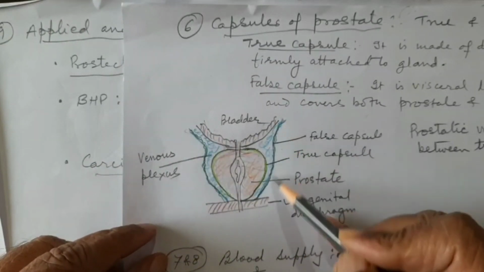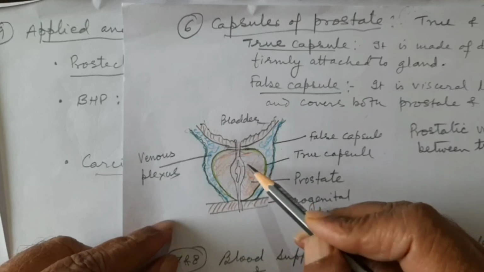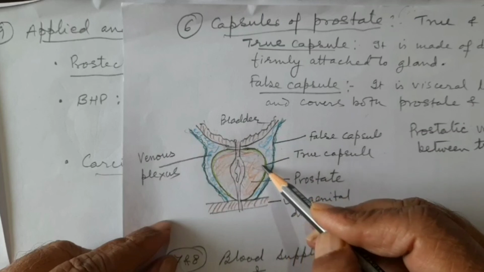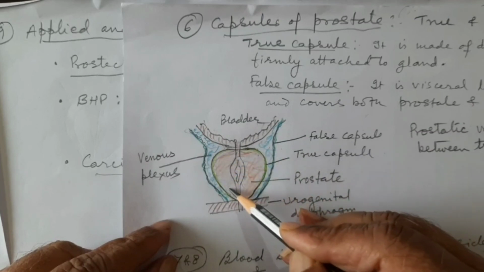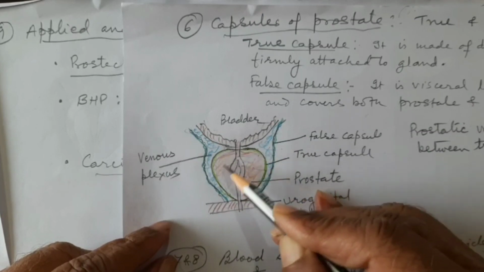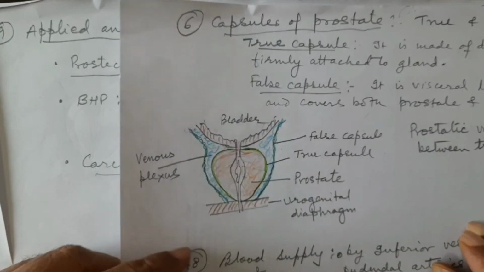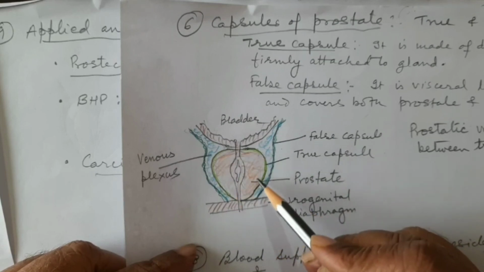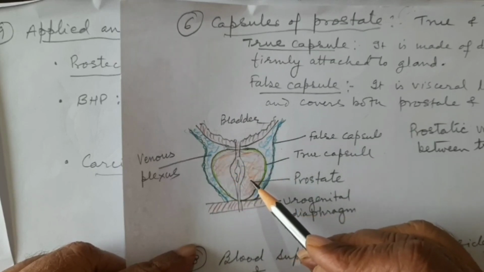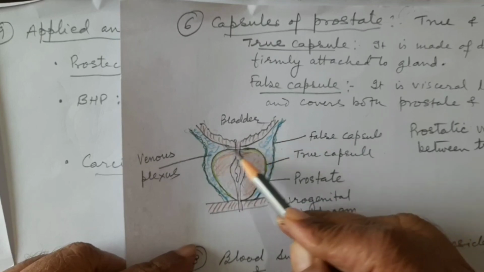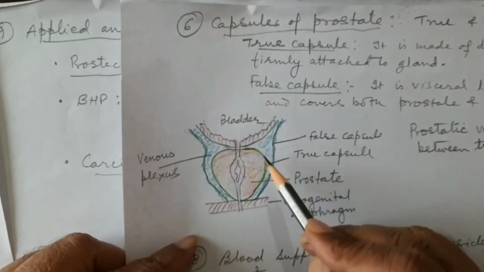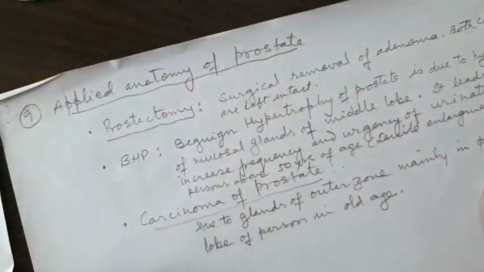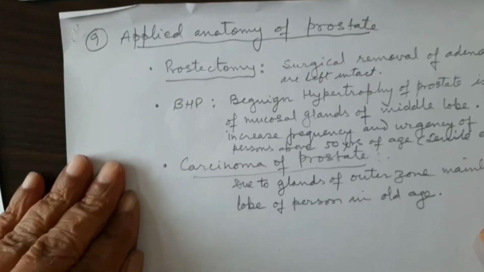The true capsule and false capsule have to be kept intact, and should not be touched or removed. So he has to remove this prostatic mass from inside, deep to the true capsule, which is called enucleation of the prostate. Why is this care taken? Otherwise this prostatic venous plexus will be injured, it will be cut and there will be a lot of bleeding. So this prostatic venous plexus is saved.